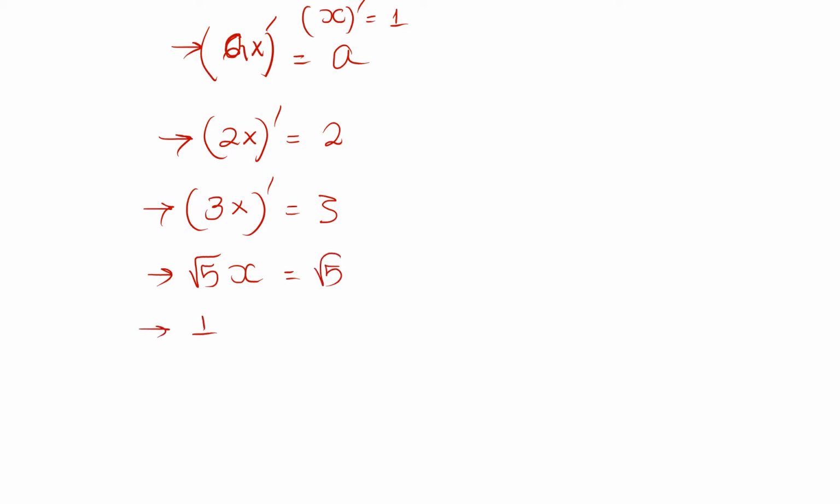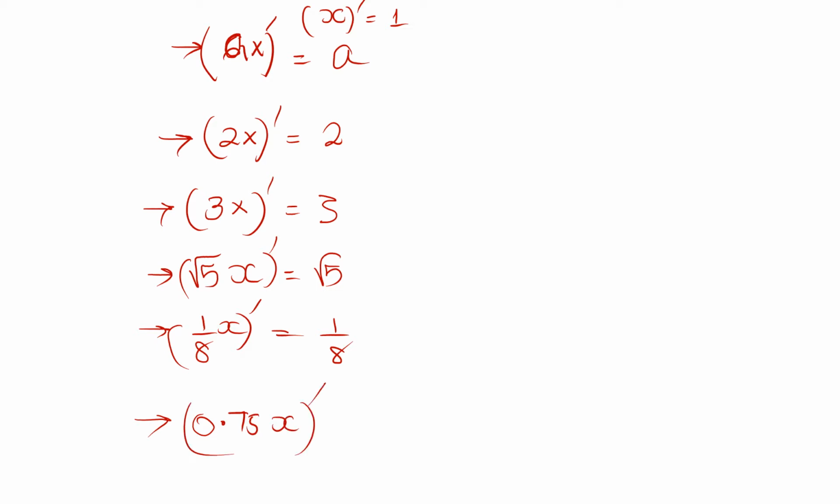What is the derivative of 1 over 8 times x? The derivative of 1 over 8x is 1 over 8. What is the derivative of 0.75x? The derivative is 0.75. So any number multiplying by x, the derivative is the coefficient. It means the derivative is that number.